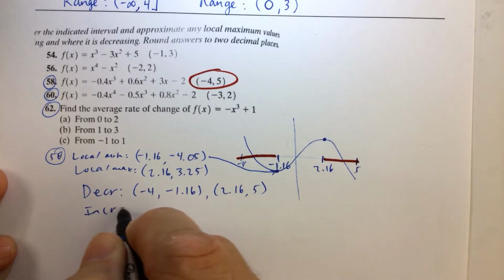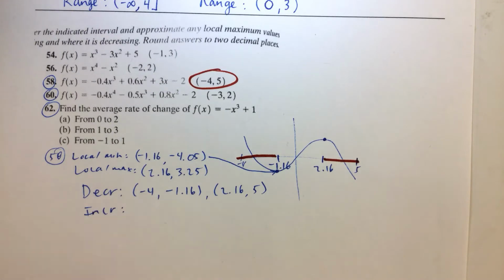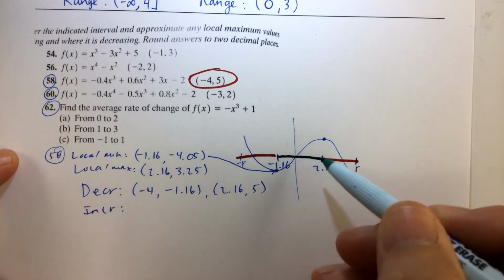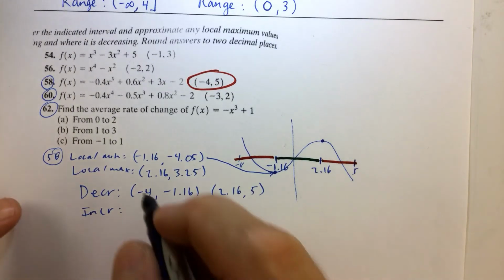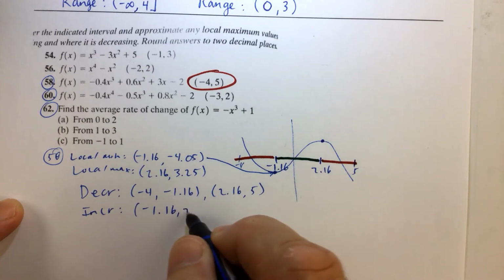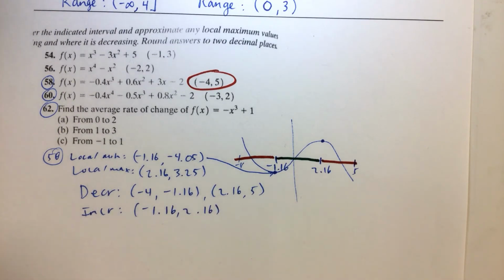So the decreasing intervals would be the ones in red, and the increasing interval would be the one in green, in between. As you can see, the y values are getting bigger, all the way from -1.16 to 2.16. Is that all we have to find? That's it.